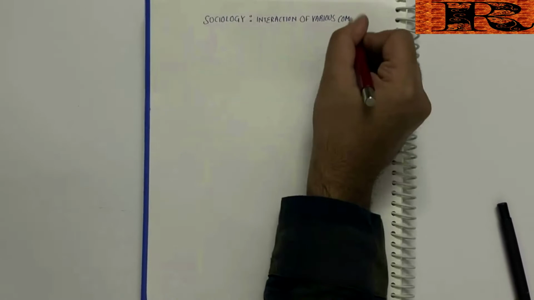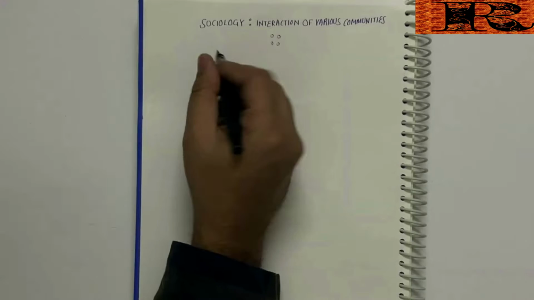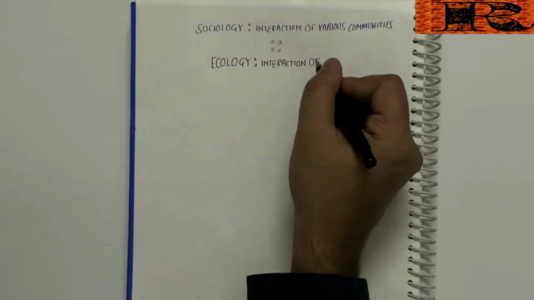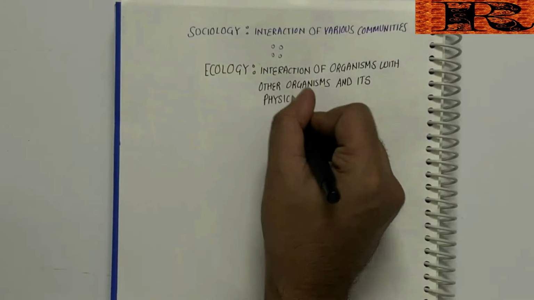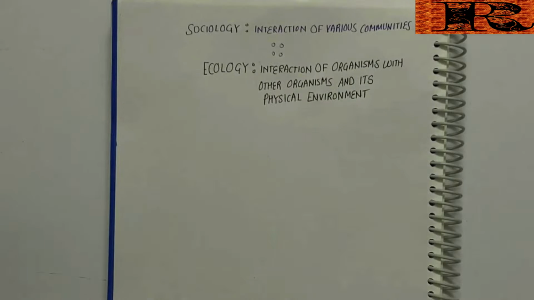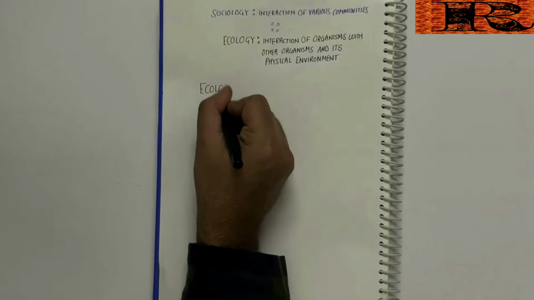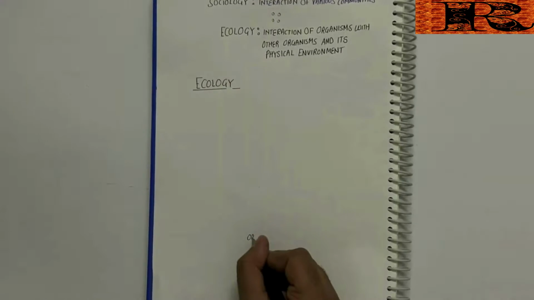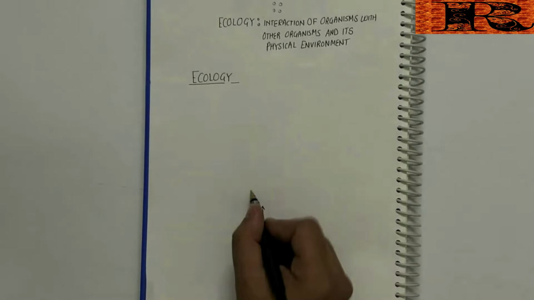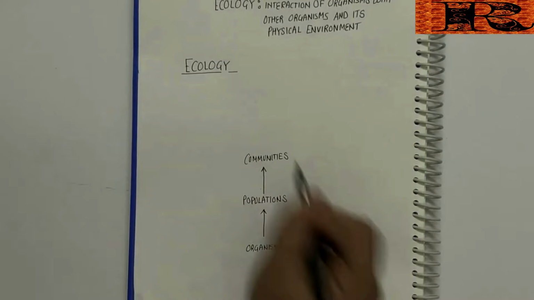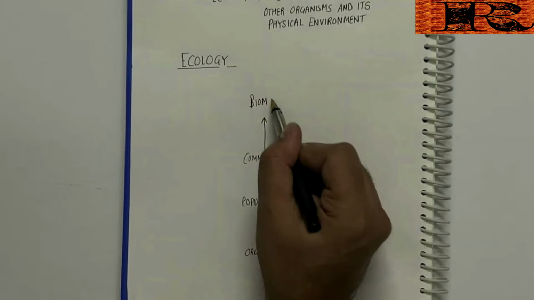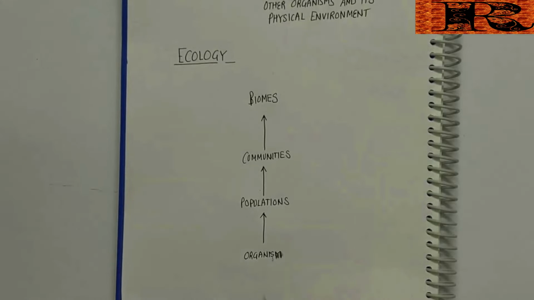Now, just as sociology teaches us the interaction of various communities, similarly, ecology is a subject which studies the interaction among organisms and between the organism and its physical environment, that is abiotic environment. Ecology is basically concerned with 4 levels of biological organization. First, organisms, second, populations, third, communities, and lastly, biomes. In this chapter, we explore ecology at organismic and population level, that is the first 2.